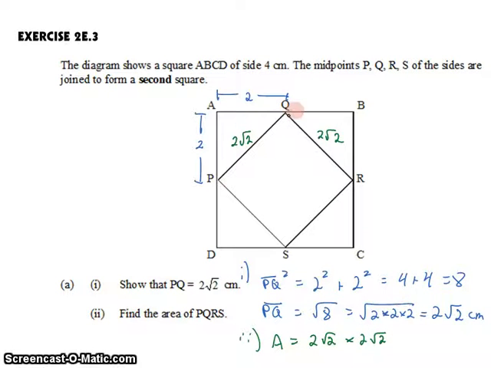That's the same thing as PQ times PQ. Well, this is QR, but they're the same length. So that's the same thing as PQ squared, which we already know is 8. All right, so we know the area of this square is 8 square centimeters.